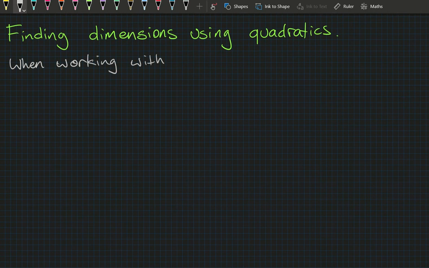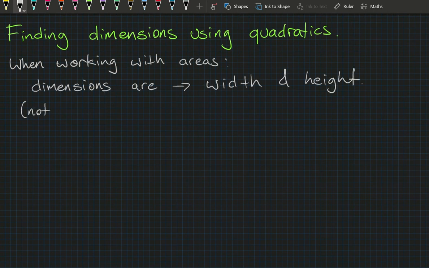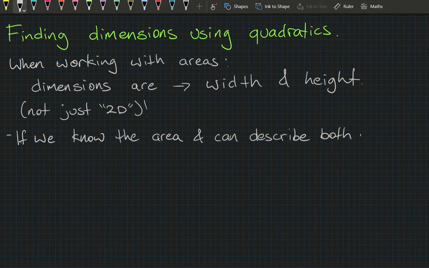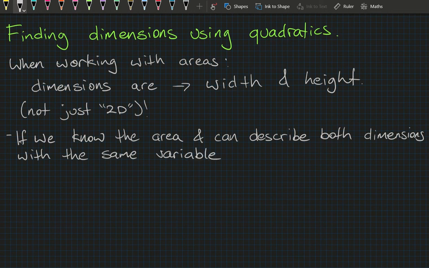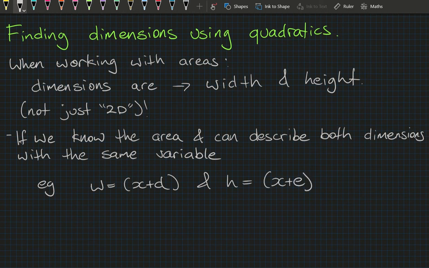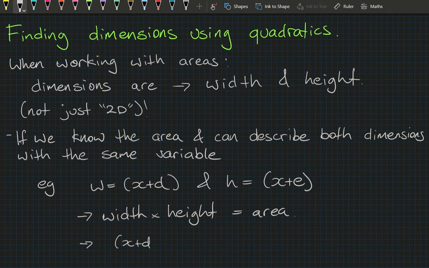When working with areas, dimensions are the width and height, and not, as I always thought, just 2D. So if we know the area and can describe both the dimensions with the same variable, for example, if our width was x plus d and our height was x plus e, because width times height equals area, then if we sub in the values we've given to the width and the height, we now get x plus d times x plus e equals area, which creates a quadratic.